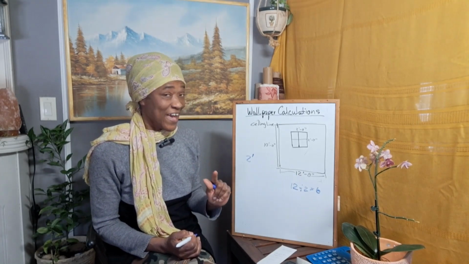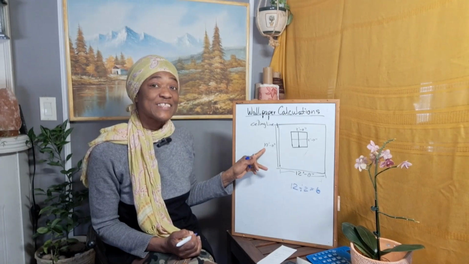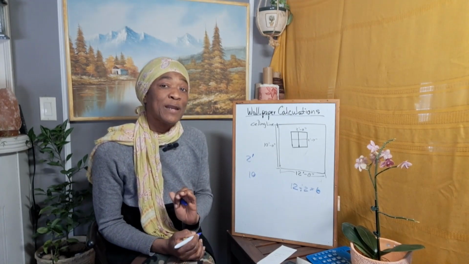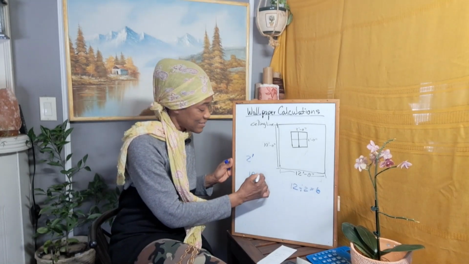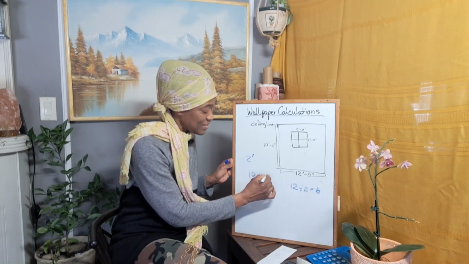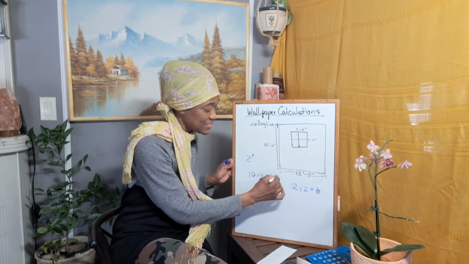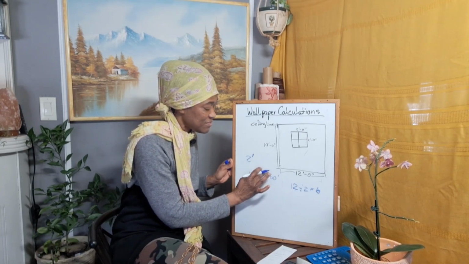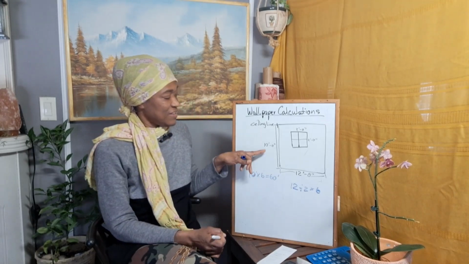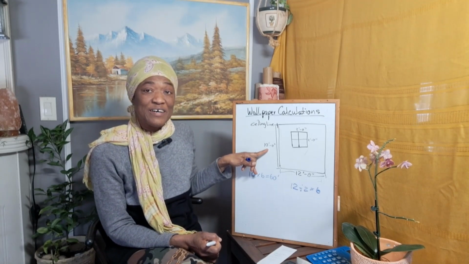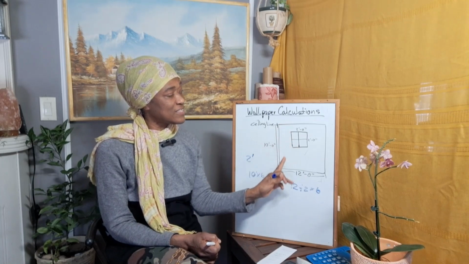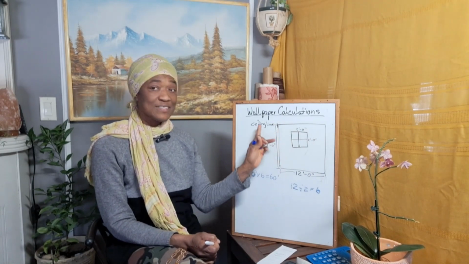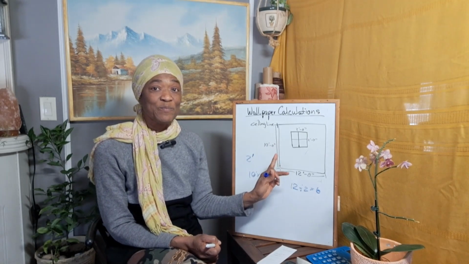What we'll do next is take this 10 feet and we will multiply that by 6. And that's 60 feet. And that is because we need 6 widths to go across. So it's 6 times 10.